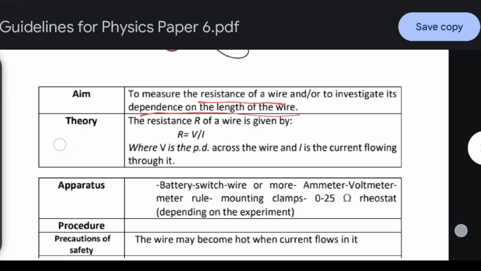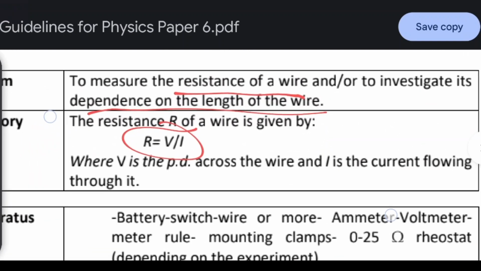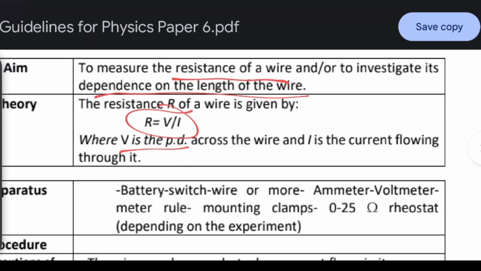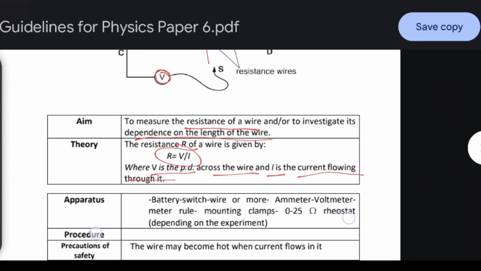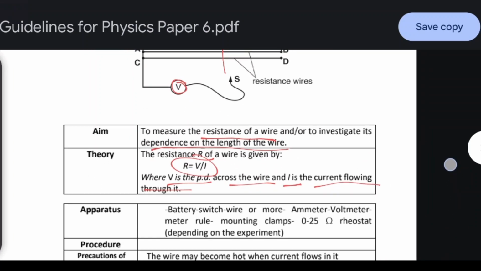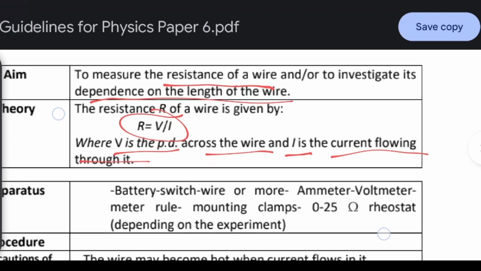Okay, so the resistance of a wire is given by the formula R = V/I. They usually give this formula in paper 6, where V is the potential difference across the wire and I is the current flowing through it. Next, apparatus needed, we all know it. We need a battery, then a switch to switch it on and off. We need the wire, voltmeter, ammeter.